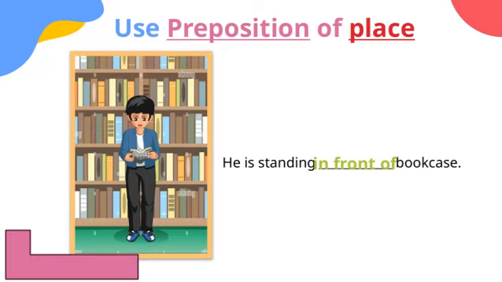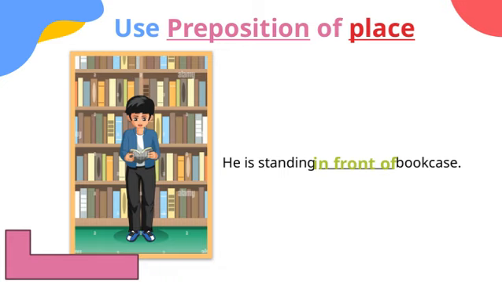Now, let's look at an example of how we use prepositions of place. The sentence is, he is standing in front of the bookcase. Here, the preposition in front of tells us the position of the person relative to the bookcase. It's a useful way to describe where someone or something is located in relation to another object.